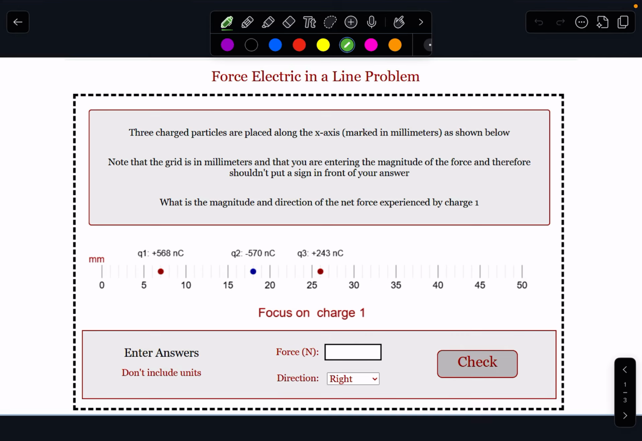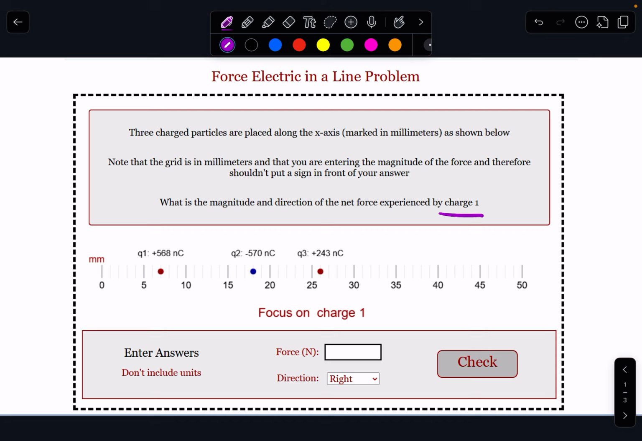All right, let's take a look at this electric force in a line problem with multiple charges, okay? What we're going to do here is we're given a situation, and the question will ask you what charge to focus on. Every time you go into this problem, you are getting a new situation. So really try to do your best on it, otherwise you're going to have to start all over again. Now, theoretically, if you set the work up properly, you just have to change the values.